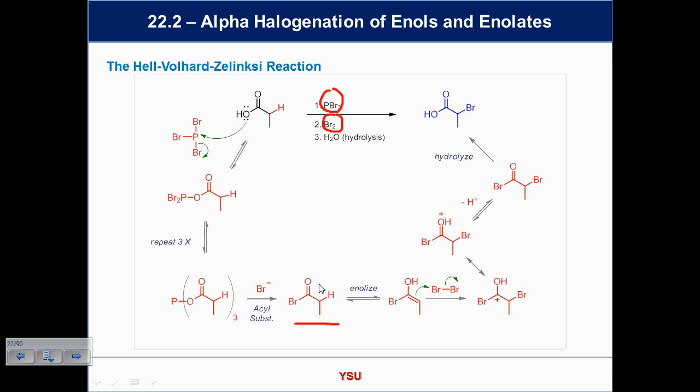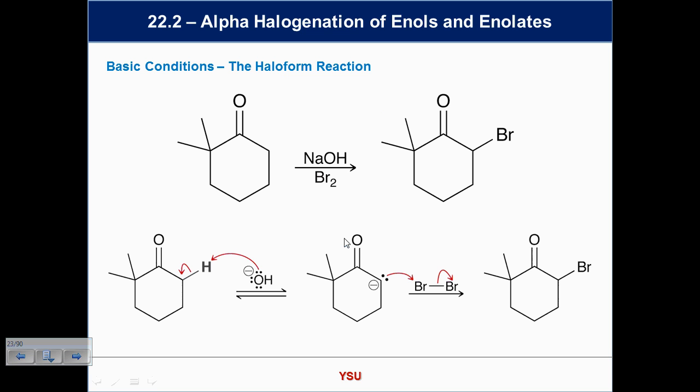What's the whole point of PBr3? What's the whole point of making this acyl bromide? To increase the amount of enol. There isn't enough enol from the carboxylic acid. You have to add some PBr3 to make more of it, and away we go. So the actual chemistry after that isn't any different to where we've been. Carrying on, unless you ask me questions.